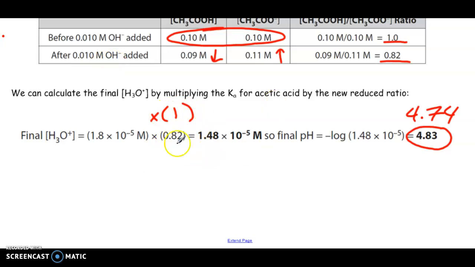But now with our lower ratio, we have a lower concentration of hydronium, which should make sense because some of it has been neutralized by the hydroxide that was added, and our pH went up, which again makes sense because we added in a strong base. But the same idea, it did not jump dramatically up, it simply went up a little bit, right? Remember, we're only adding in small quantities.